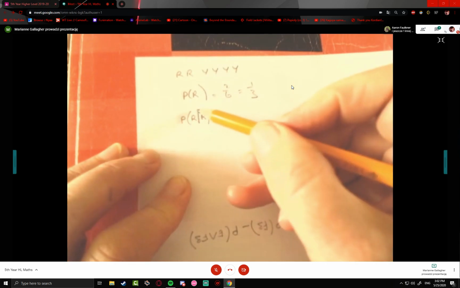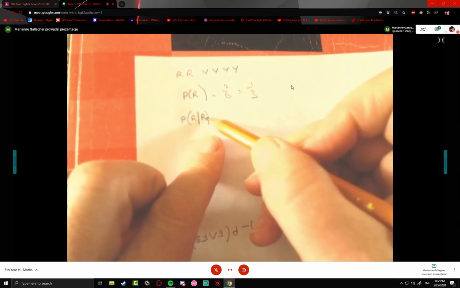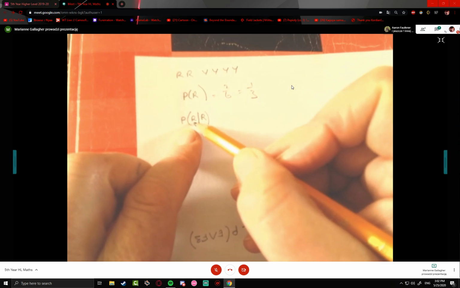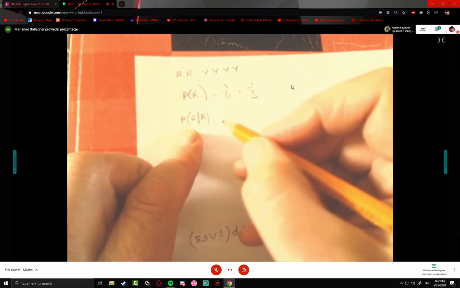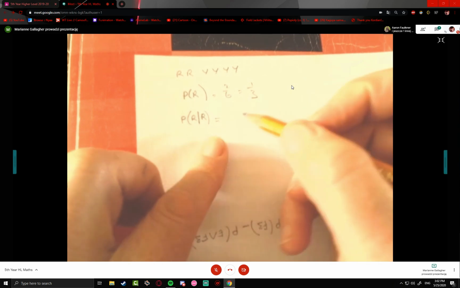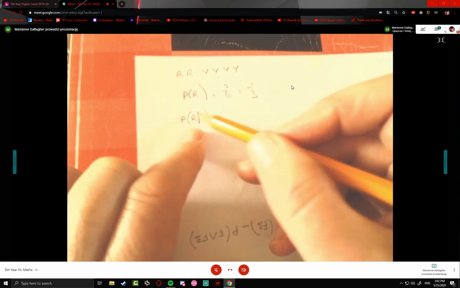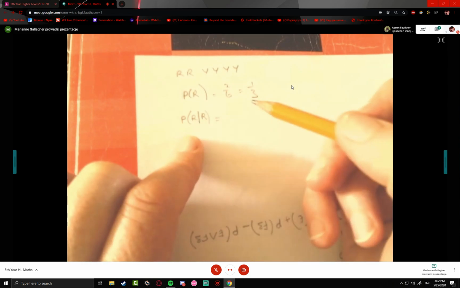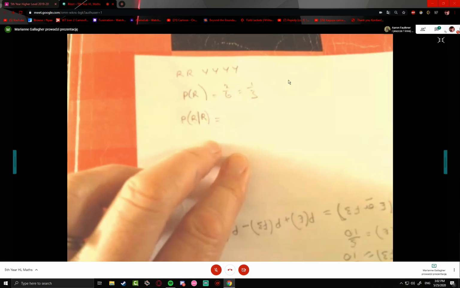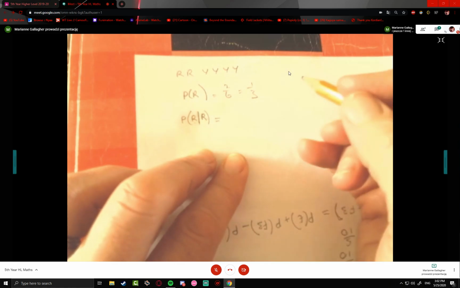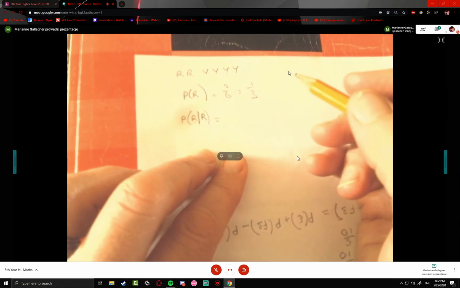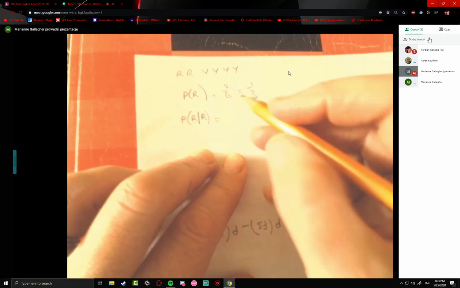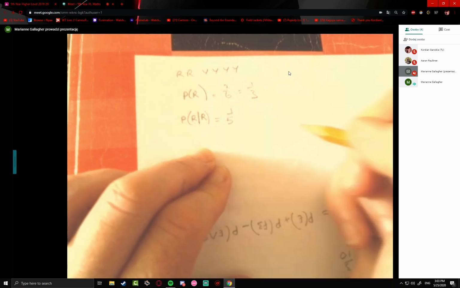Okay, so when you see the straight line down the middle, it means this has already happened. And now the probability of getting a red has changed. So that's conditional probability. One thing has happened and that's affected the chance of the next thing happening. So what's the probability of getting a red now that a red has already been picked? One in 5? Yeah, good. Okay, so it's a conditional probability.